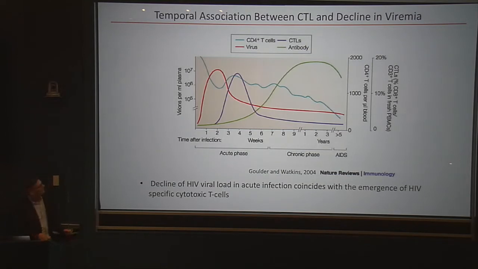So these responses emerge early in infection, and another clue that they're important in controlling HIV is that as these CD8 T cell responses come up, that's when we see the viral load come down to set point. And that happens to everyone to some extent. Elite controllers do it better and control to a lower level and more durably.